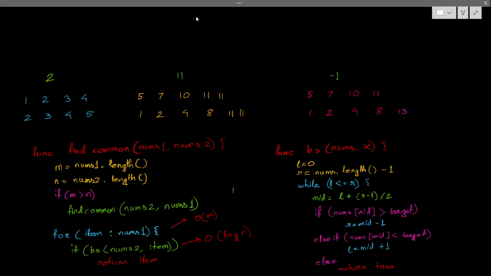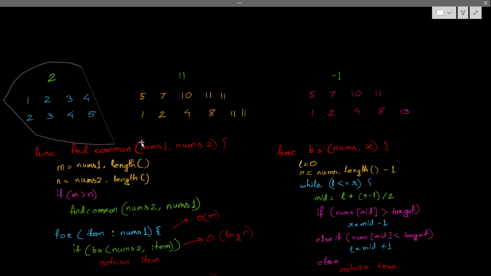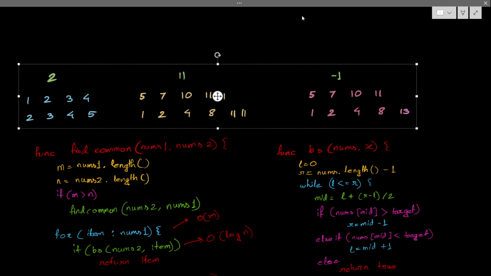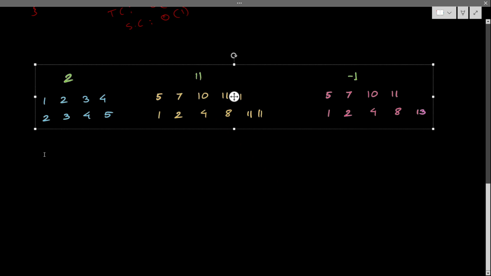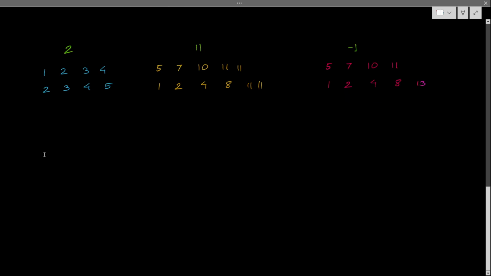This is one approach. What is another approach we could take? Let's take this example and copy it. In this example, what could we see? One thing we could do, we can use the two pointer method, this one and this one. So this is i and j.